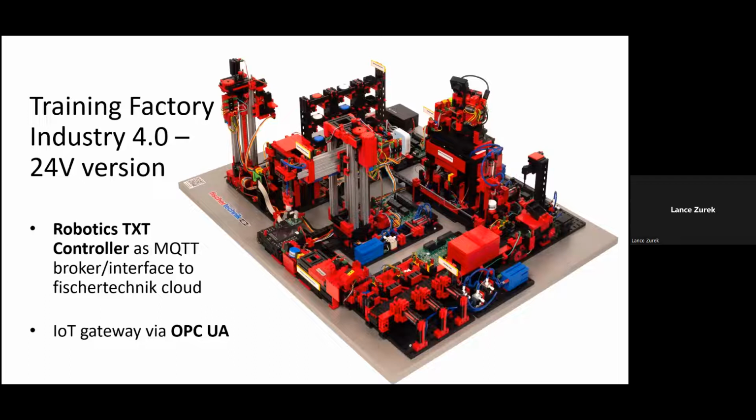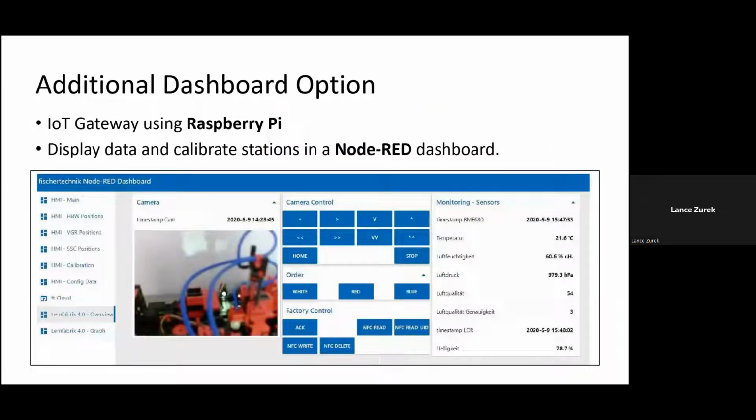Communication between the PLC and the TXT controller is carried out using an IoT gateway via OPC UA. OPC UA, also known as OPC Unified Architecture, is a standard for exchanging data across different platforms. In addition to the TXT controller used here, there is also an IoT gateway using Raspberry Pi with Node-RED. This allows the option for not only presenting and using data on a dashboard in the Fischer-Technic cloud, but also being able to display and calibrate the stations of the factory in a Node-RED dashboard.